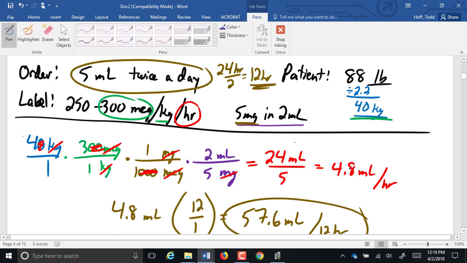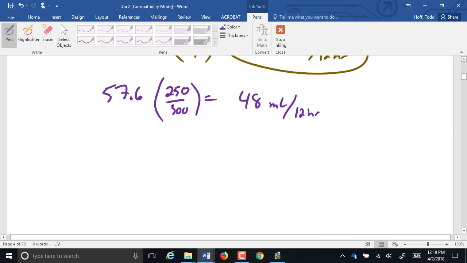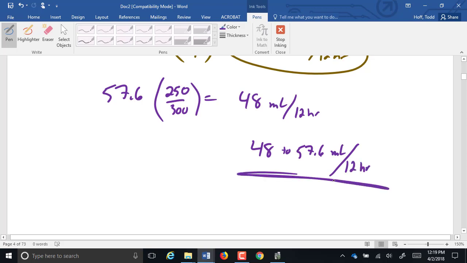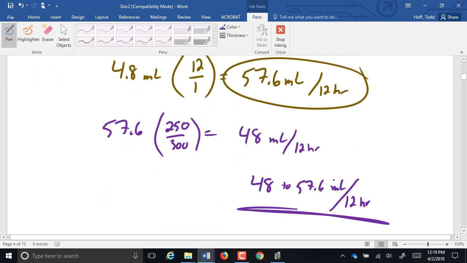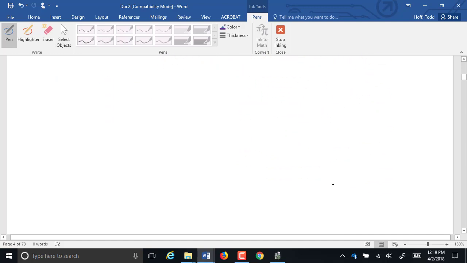So I'm guessing there's a typo in this problem. That 4.8 milliliters per hour, well, they're only giving 5 milliliters every 12 hours. So it looks like somebody made a mistake here, because our safe range is 48 to 57.6 milliliters in that 12-hour span. So there's a dosage you would want to question. Okay, we've only got a few minutes left, so I'm going to leave it there.